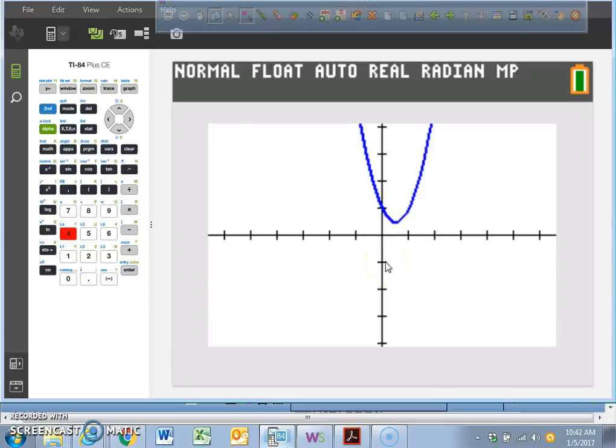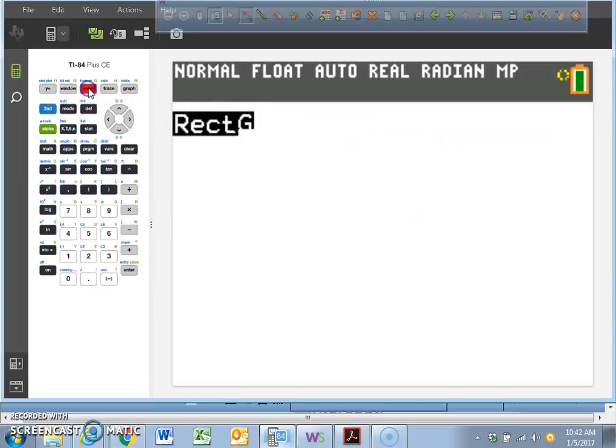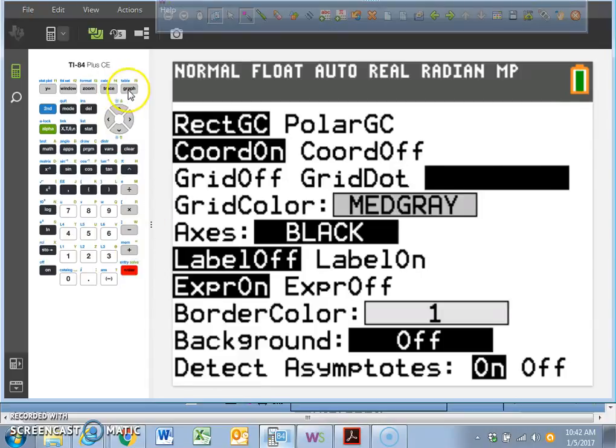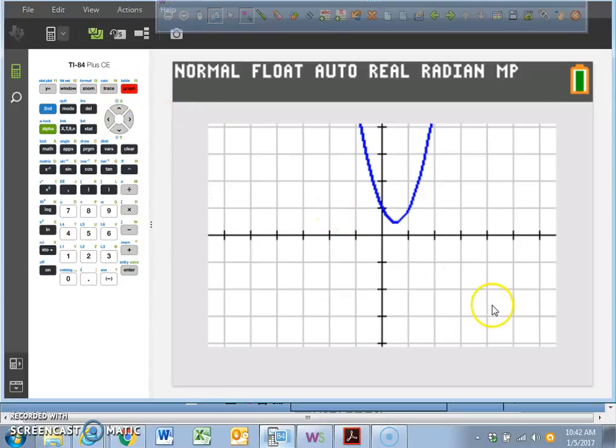Now, if you have a colored TI-84CE, like I have up here, you can also do one more thing. You can format. So in second, format, and I'm actually going to put the grid lines on. That kind of gives you a better idea of what the parabola is going to look like.